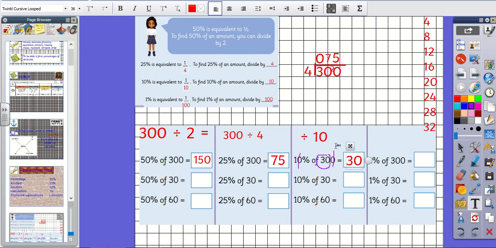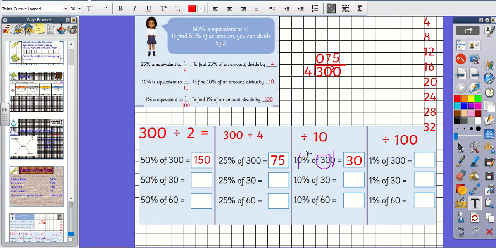Now that only works if your amount has got a 0 on the end. So remember, you can cancel out the zeros, that's not a problem. And then finally, to find 1%, we divide by 100.